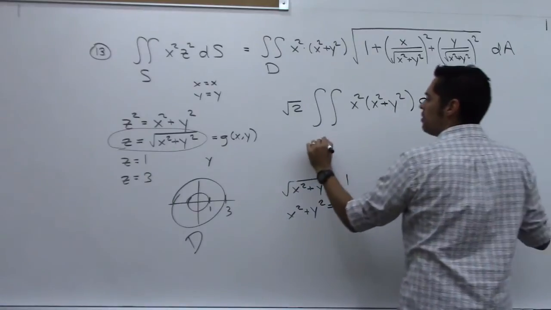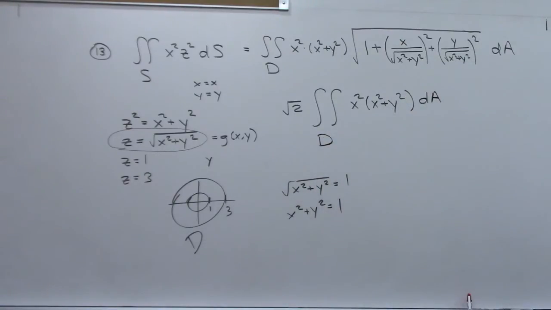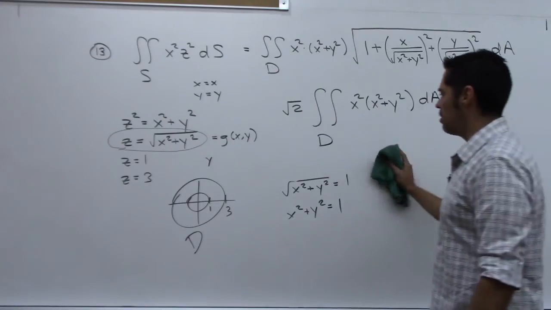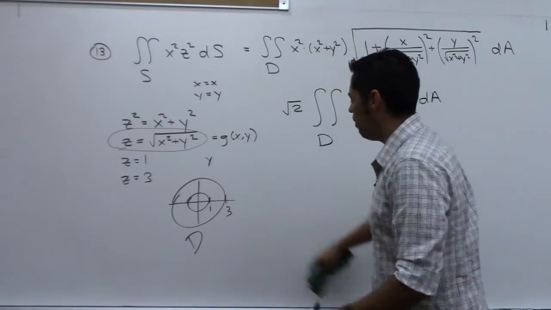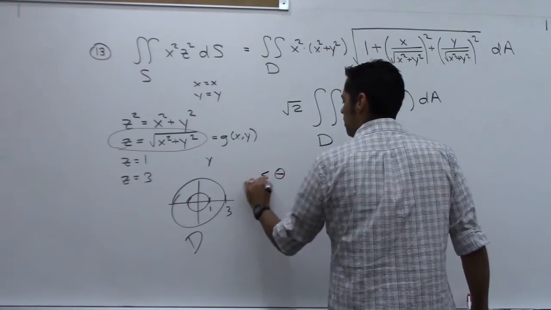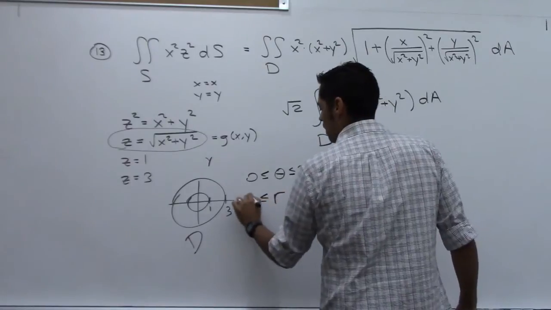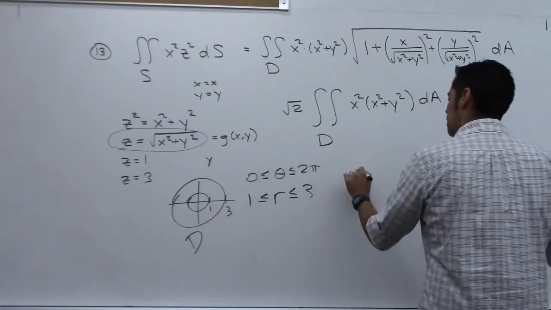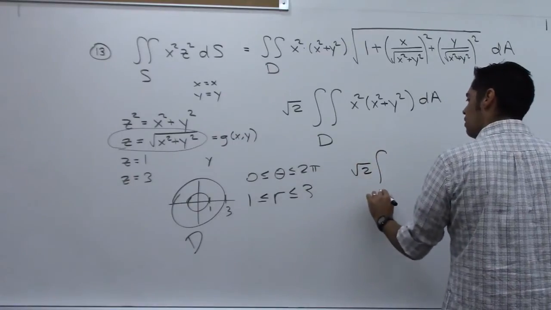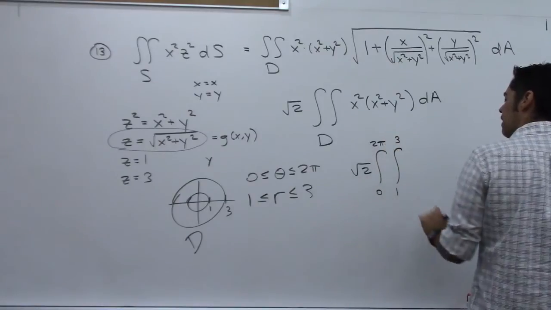but I'm not going to because I'm about to convert this to polar, because I can't get nice restrictions on x and y. That's a good polar region. So converting now to polar, I know my theta is going to be between 0 and 2 pi. I know my r is going to be between 1 and 3. Be careful here, 1 and 3. And so this becomes root 2 integral 0 to 2 pi integral 1 to 3.